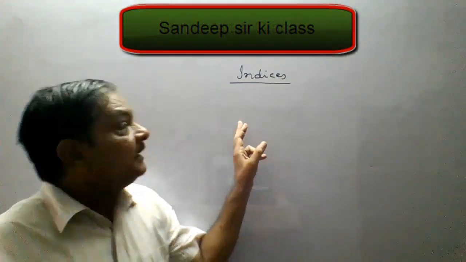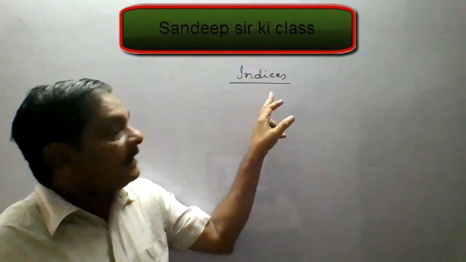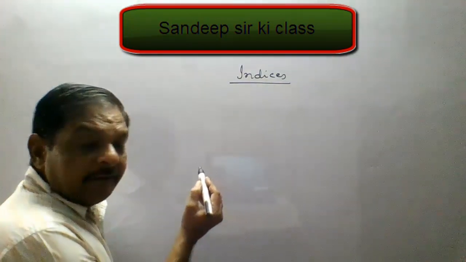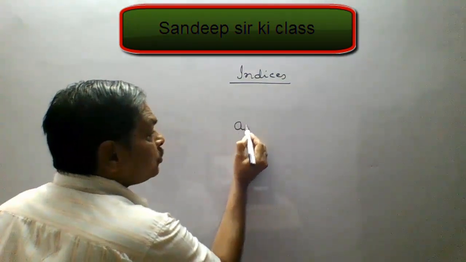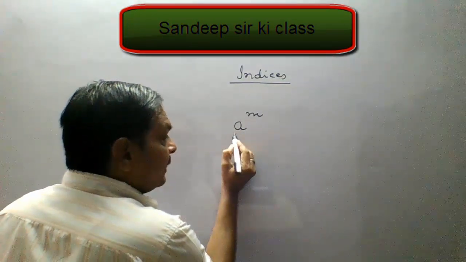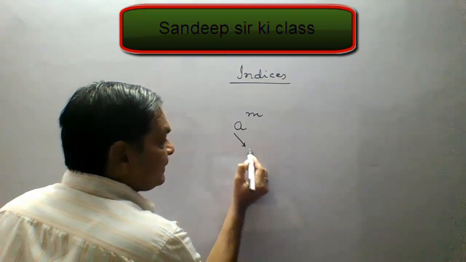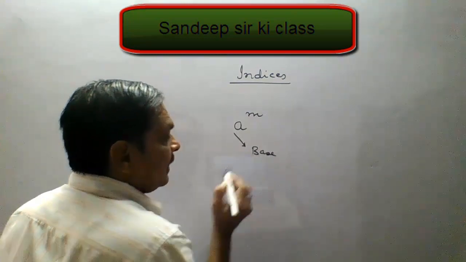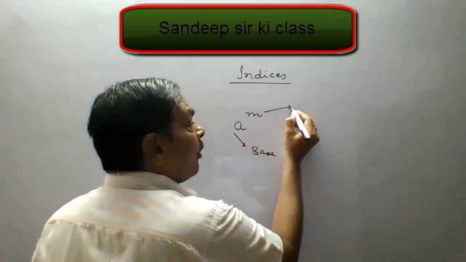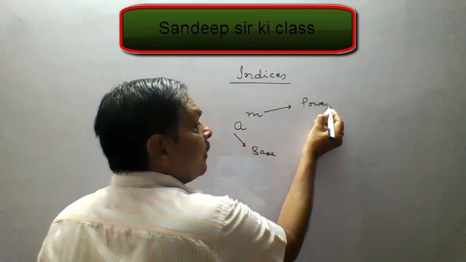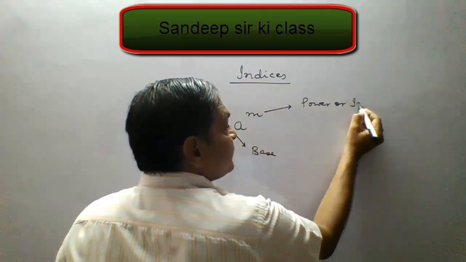We will now study the next topic, which is indices. When we write a raised to the power m, then a is called base and m is called power or index.